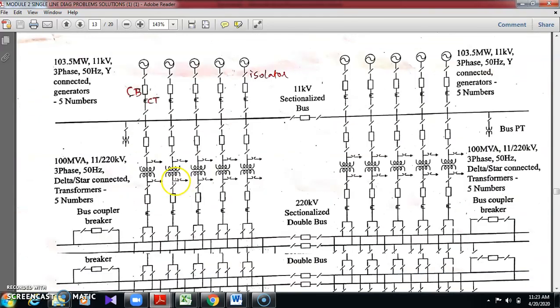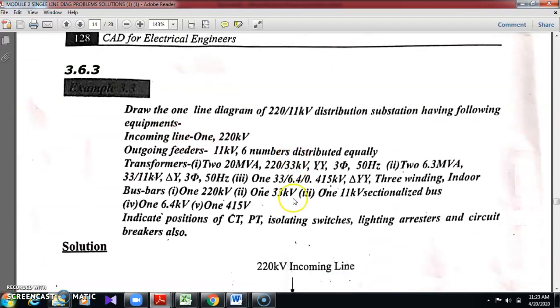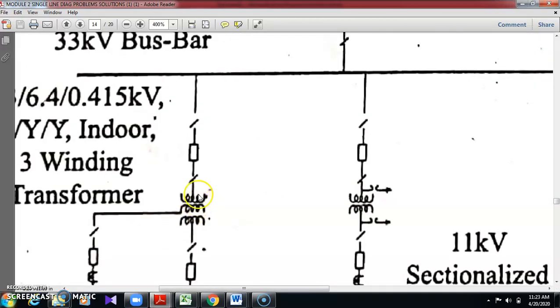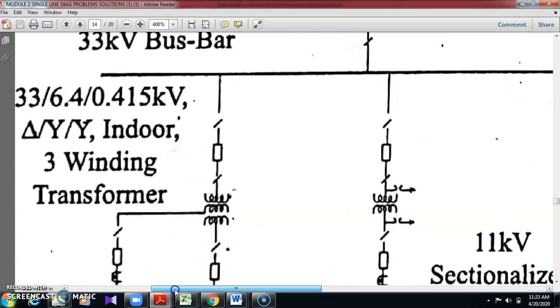So just have a look at this problem, the next problem. In this, till now we have not used 3 winding transformers. Just have a look at this. What is the meaning of a 3 winding transformer? See, just have a look at this 3 winding transformer. So what is this here?